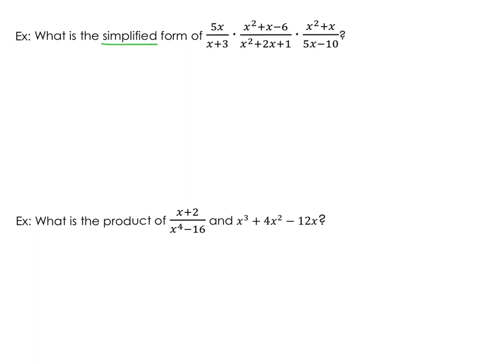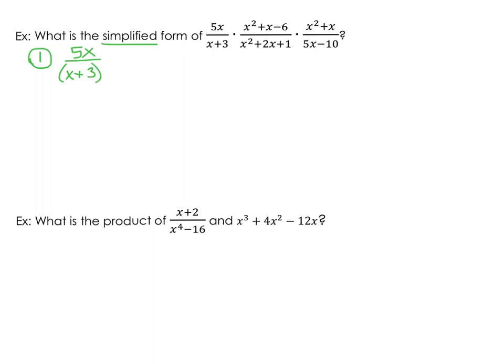Step 1, let's factor each numerator and denominator. In the first fraction, 5x divided by x plus 3, at least nothing factors here. But I am going to put that x plus 3 in parentheses in the denominator. Let's stay in the habit of that.